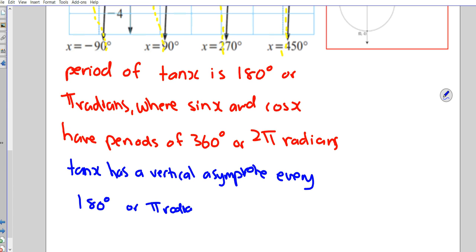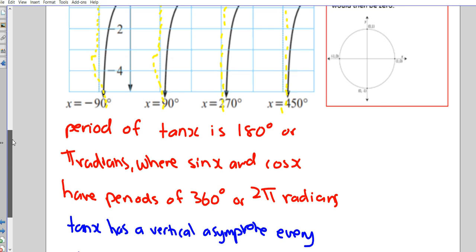Have I done that right? It is every 180 degrees, isn't it? Let's see, between 90 and negative 90. Okay, good. Thank you for checking. And between 90 and 270, it's 180 degrees. Good. So that could do for the features.